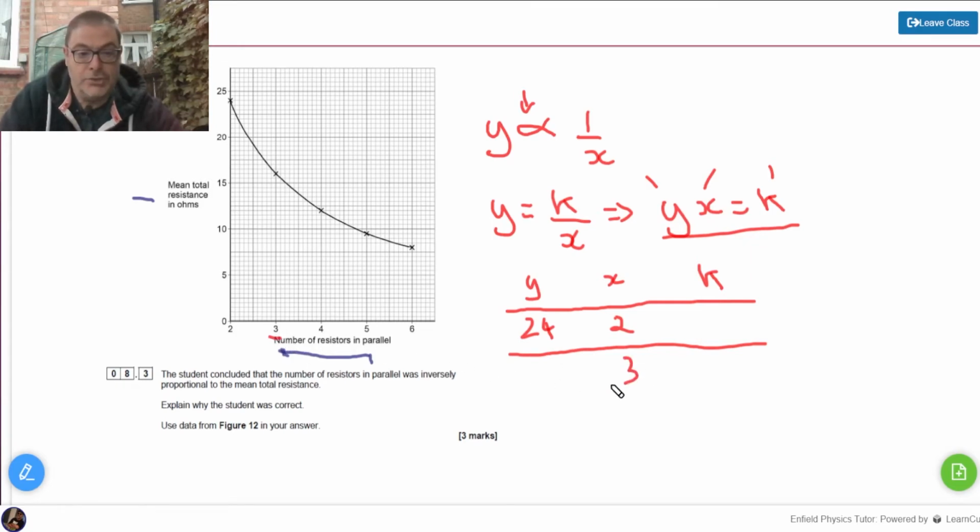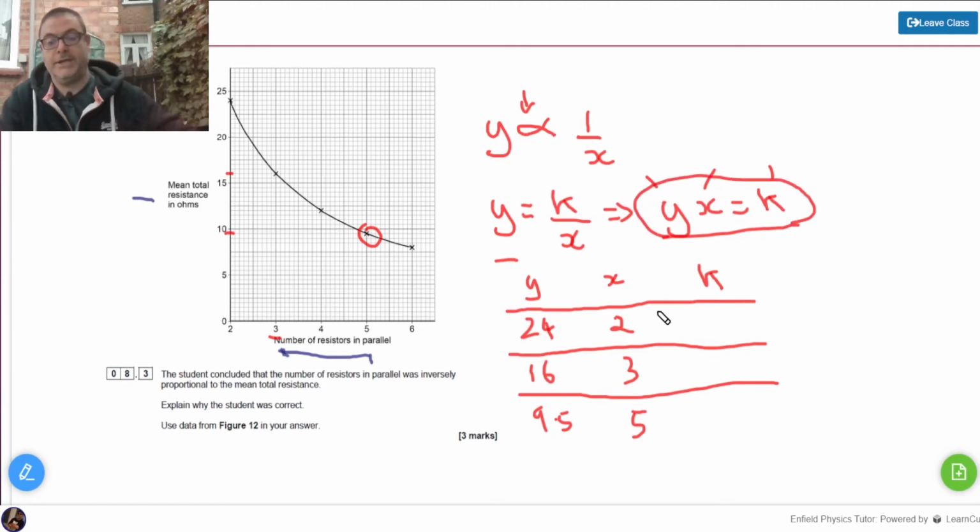If x is 3, y is going to be 16. So we put 16 here, and we should do at least 3. So I'm going to jump to point x is 5, which is this one, which comes to here, which is 9.5. Now, because of this expression here, we have to multiply our y's and x's together.